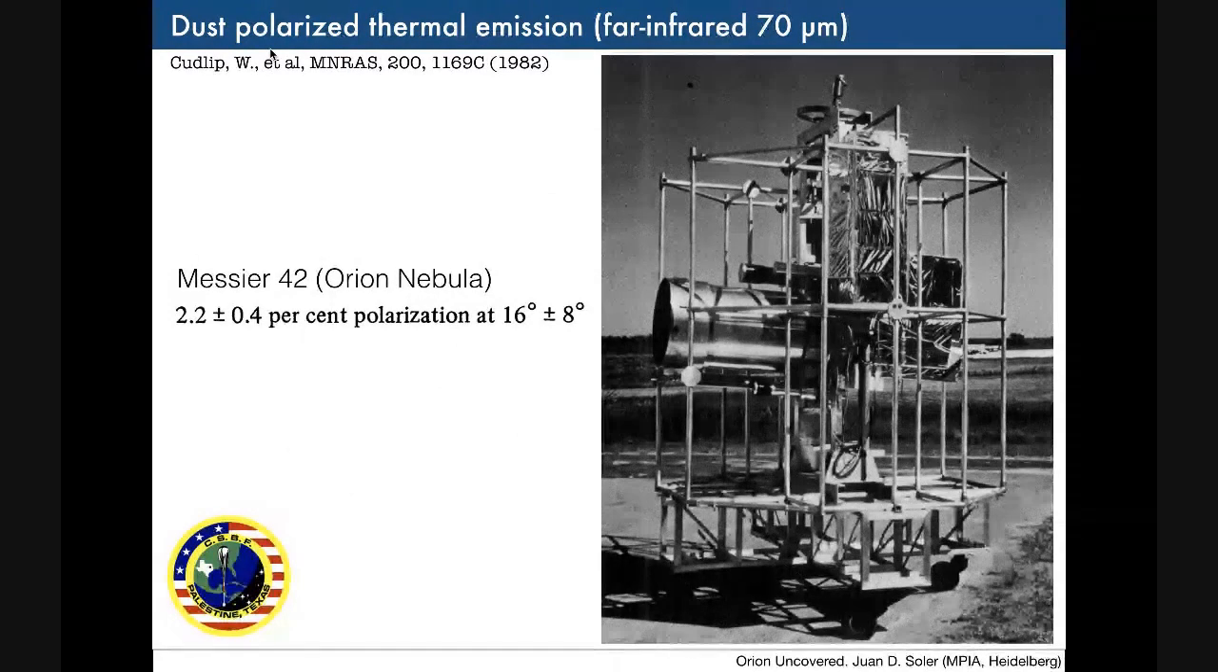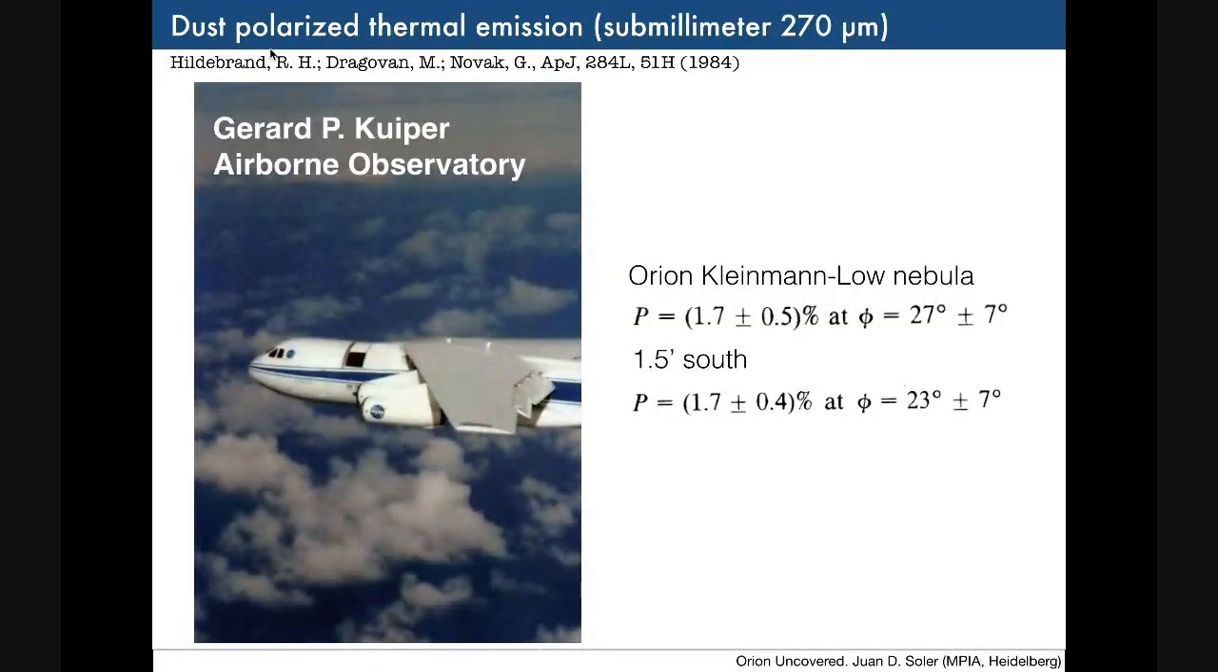Orion is very interesting for polarization, because the first ever polarization vector measured in emission in the far infrared was measured with a balloon, and it was towards M42. And then the second two polarization vectors were measured in 1984 using the KAO at 270 microns. So the first observations of this polarization were made towards Orion.